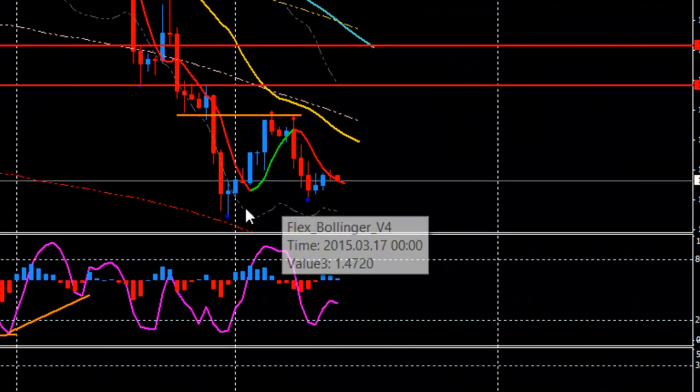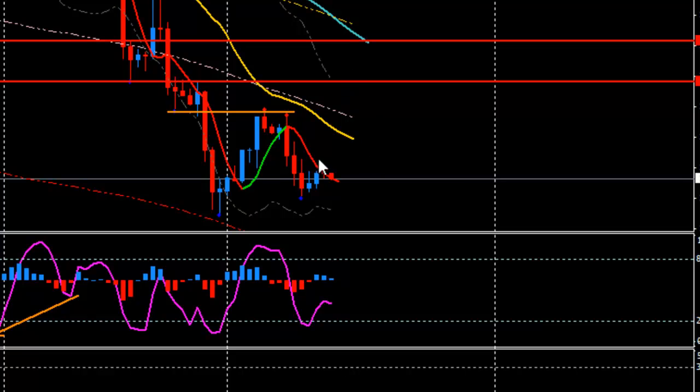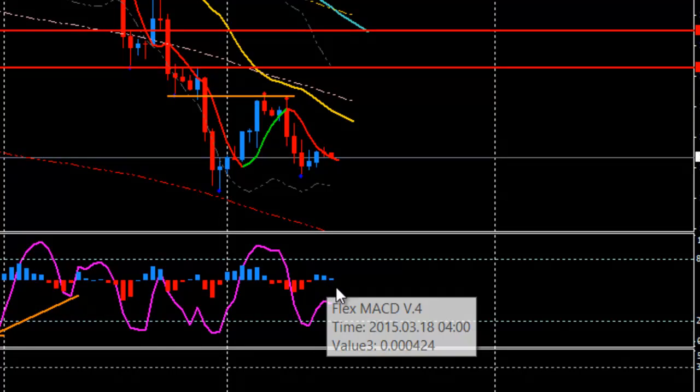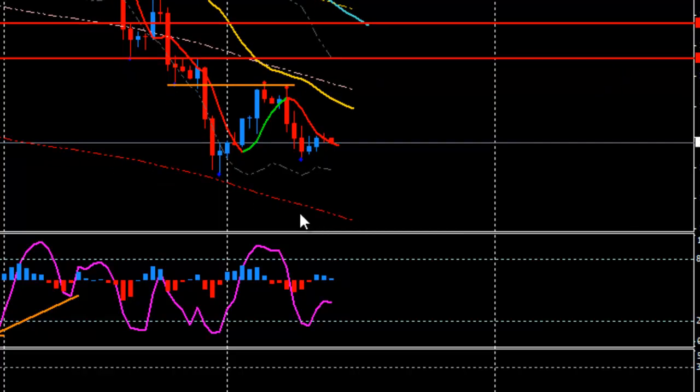Here you can see the Bollinger Band is basically squeezing. So we'll see today, but at the bottom the momentum is still bearish and the MACD volume is increasing. If the MACD turns bearish, then I'm expecting a nice bearish movement, and if it happens, then probably my target would be this Flex channel.